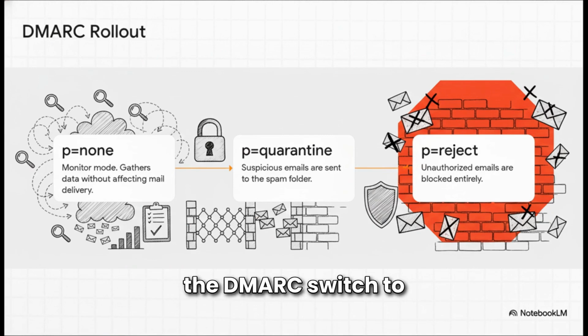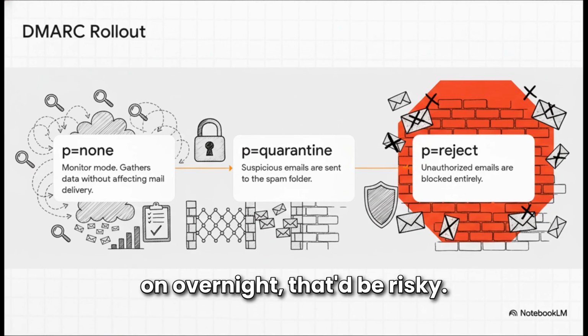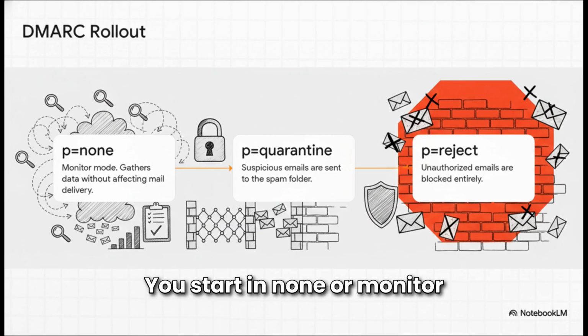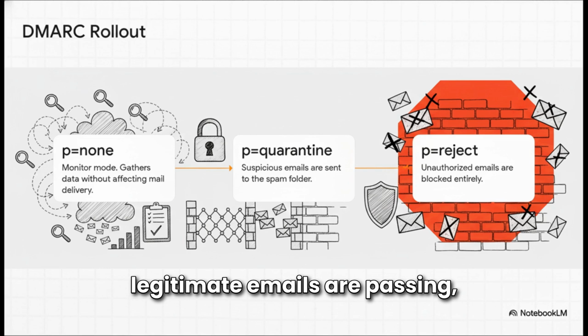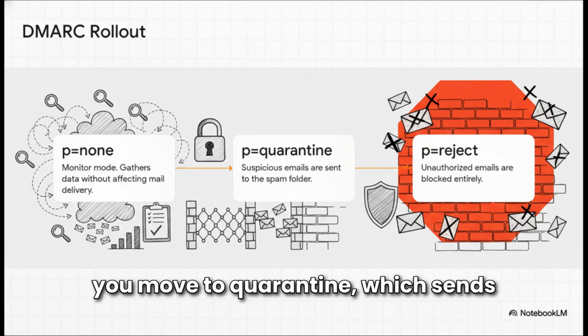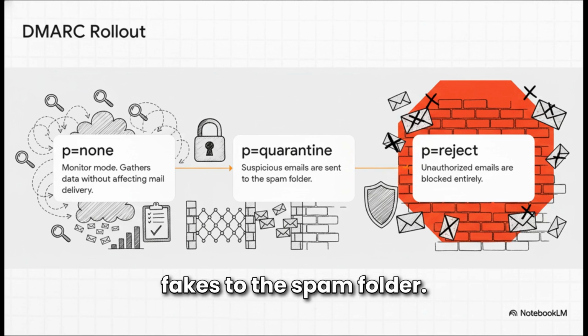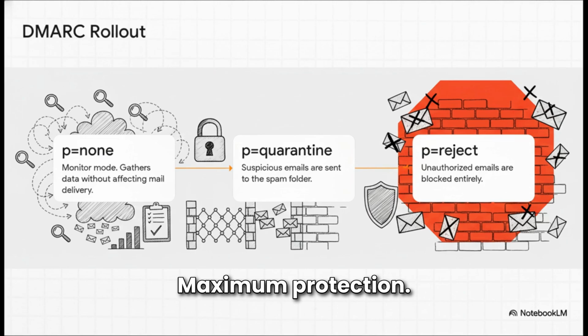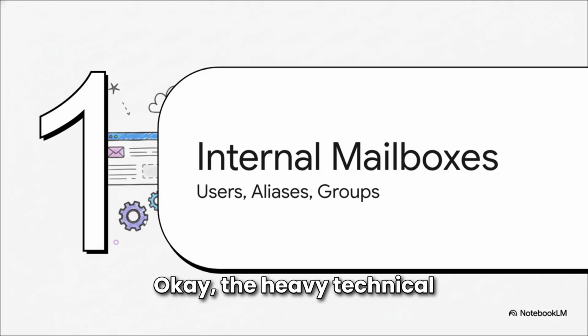Now, you don't just flip the DMARC switch to on overnight. That'd be risky. You do it in phases. You start in none or monitor mode, which just lets you watch and gather data. Once you're sure all your legitimate emails are passing, you move to quarantine, which sends fakes to the spam folder. And finally, you go to reject, which blocks them completely. Maximum protection.